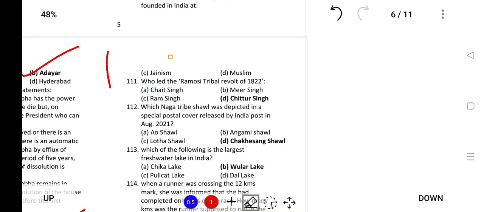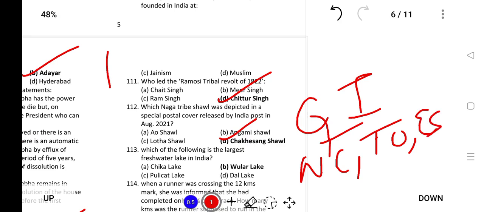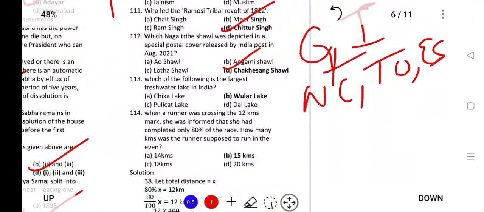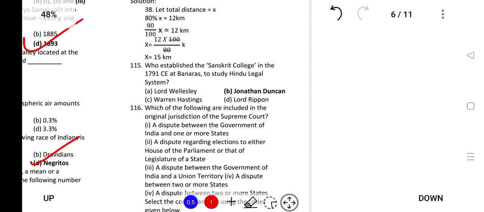Question number 111. Ramosi Revolt, Chittur Singh, 1822. Which Naga shawl was depicted in a special cover? Chakhesang shawl, along with Naga chilli and Naga tree tomato, got the GI tag. The largest freshwater lake is Wular Lake. Who established the Sanskrit College? Jonathan Duncan established it.